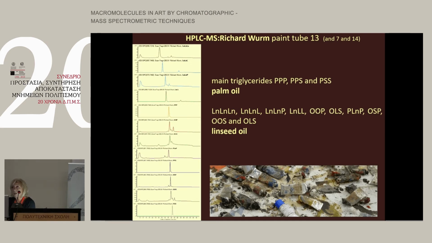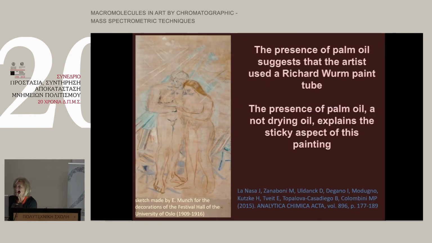Munch used a very commercial, not very good material, under the name of Richard Woolman paint tube, which was used very often by students, and so it is not a very good material for conserving a painting. And so finally I can say that in this tube and in this particular sketch, a mixture of palm oil and linseed oil was used, which explains the sticky aspect of this painting.